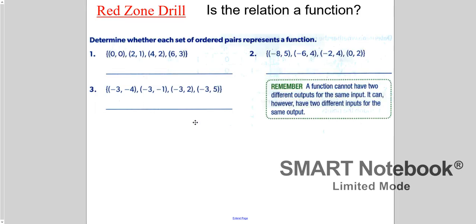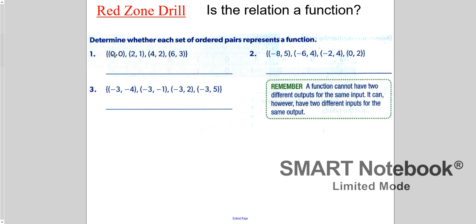So here are a couple of examples. We'll do these together, and then after this you can just pause the video, do them yourself, and then unpause it to self-assess and see if you're getting them right. So number 1, it says determine whether each set of ordered pairs represents a function. Remember that ordered pairs is just another word for coordinate or point.